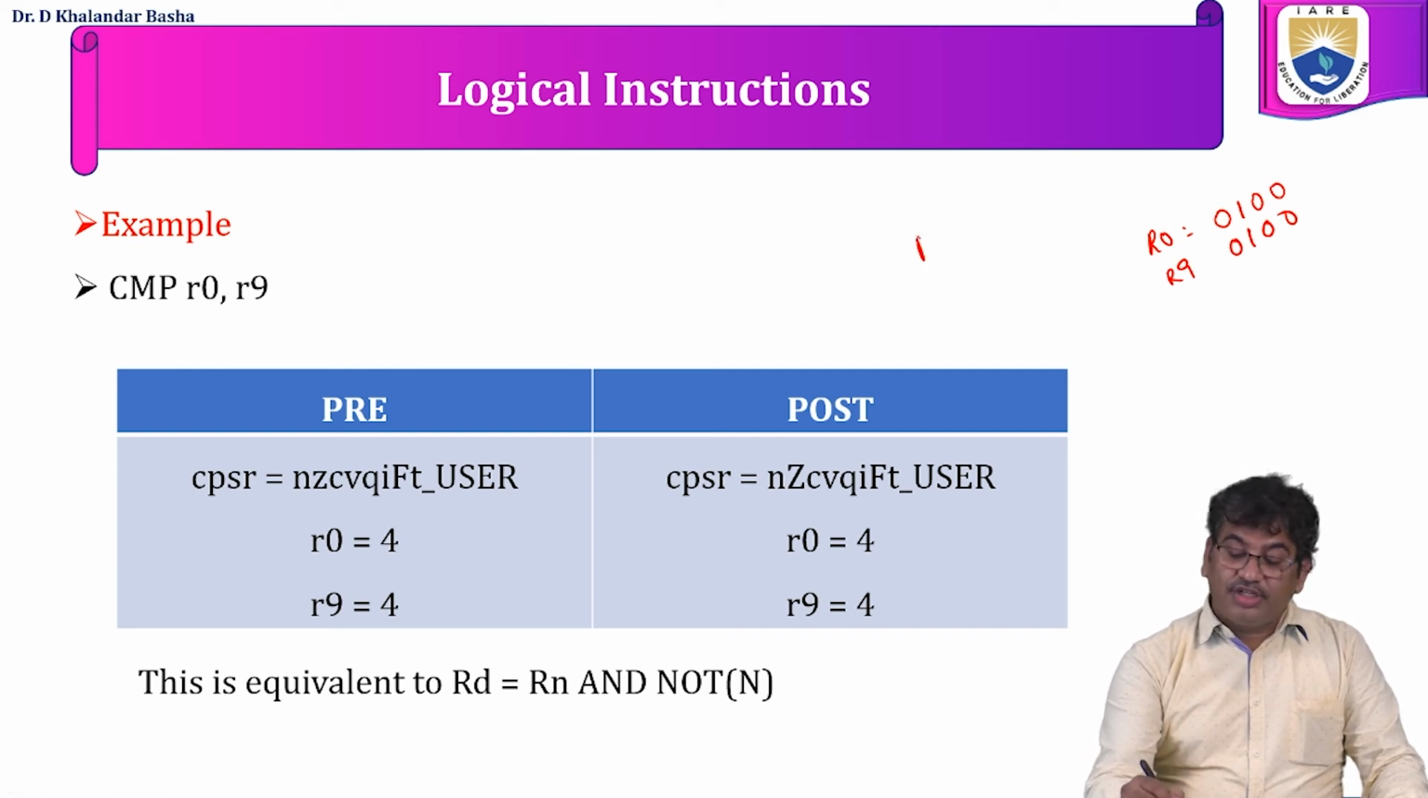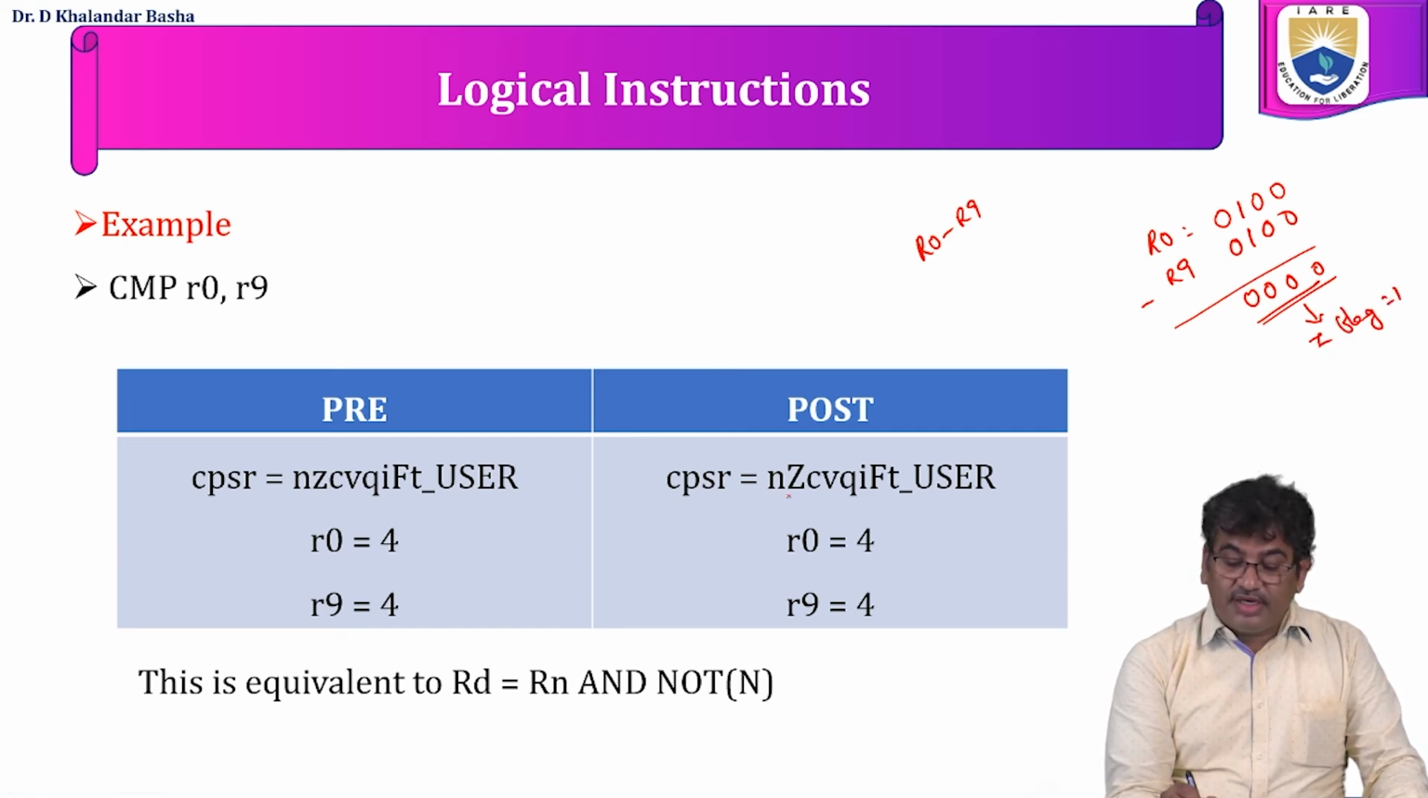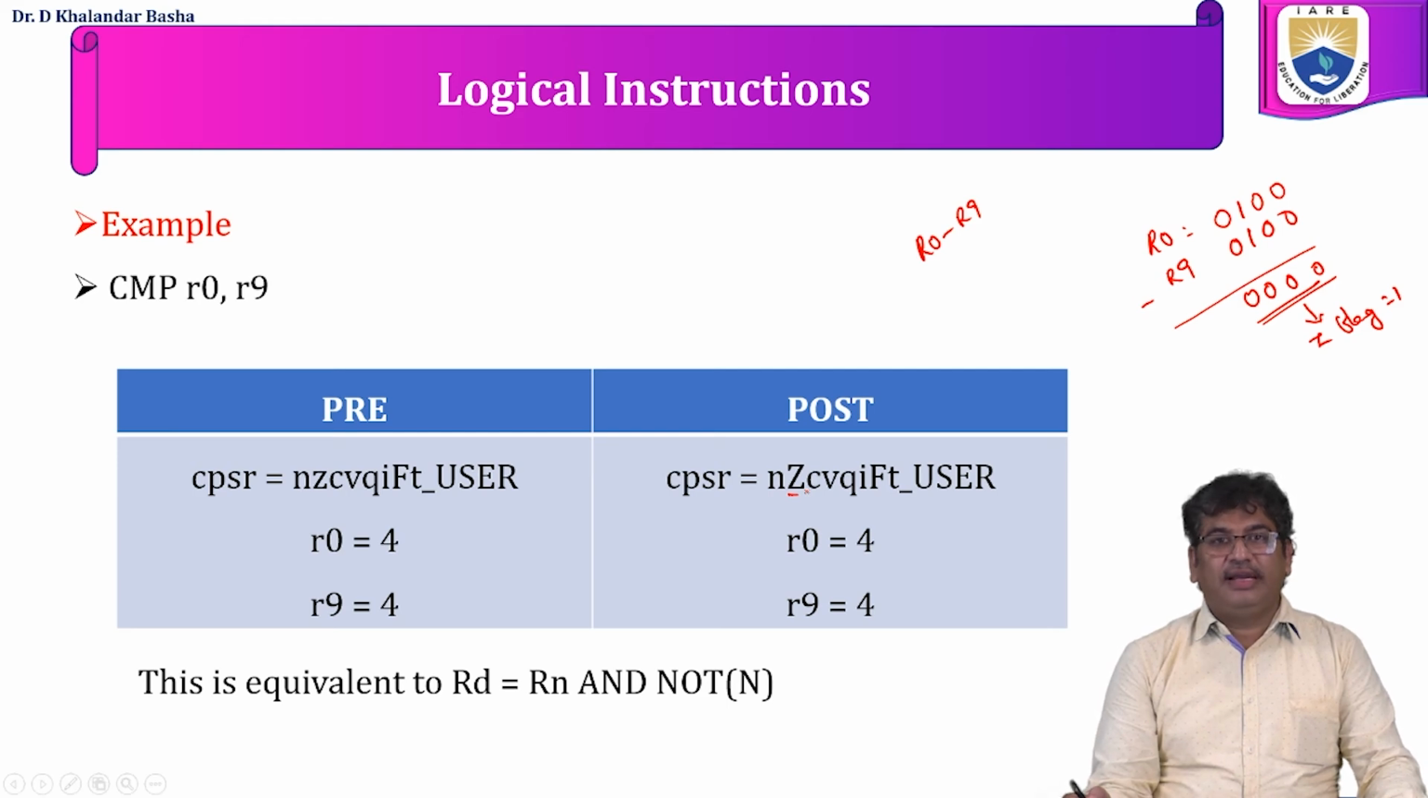The compare instruction will do R0 minus R9, that is between this. If you do the subtraction, you get 0 1 0 0 minus 0 1 0 0, which is 0. Here the result is 0, so which is going to update the Z flag. So in the CPSR register, the Z flag will be highlighted indicating the Z flag is set.